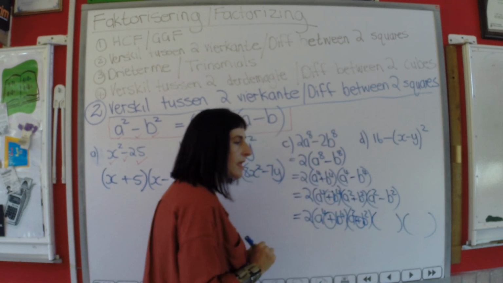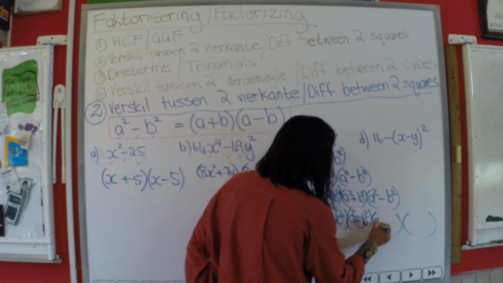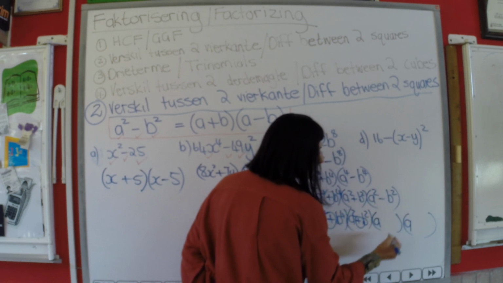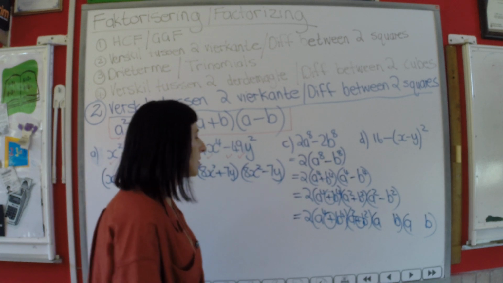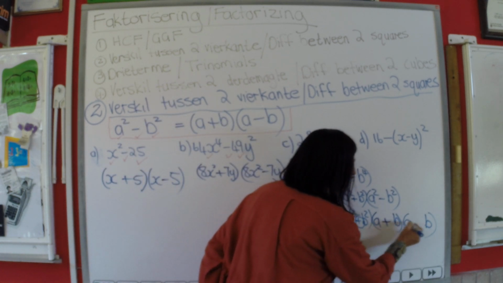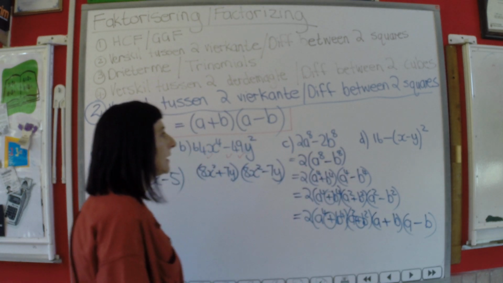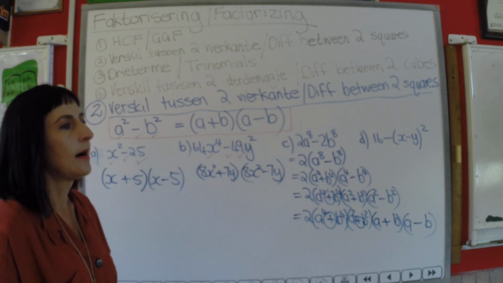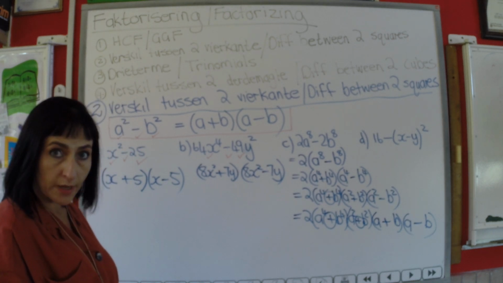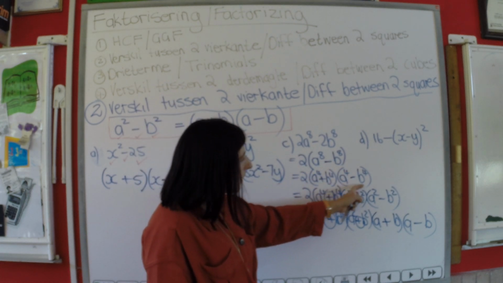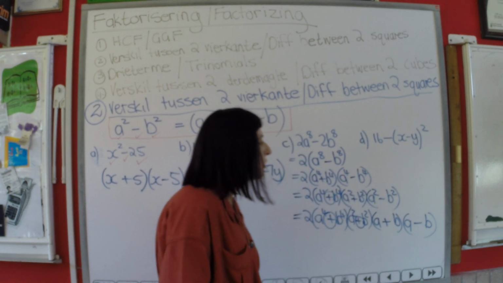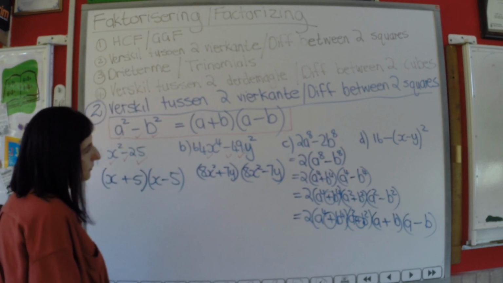Is this a square? Ja. A mal a is a kwadraat. Is dit 'n vierkant? Ja. B mal b is b kwadraat. 'n Plus in die een hakkie, 'n minus in die ander hakkie. And now only onthou. Lang proses. Moenie hier stop nie asseblief graad 10. Daar's nog baie werk te doen voordat jy by jou finale antwoord uitkom.